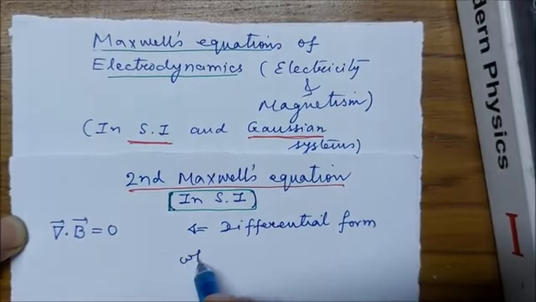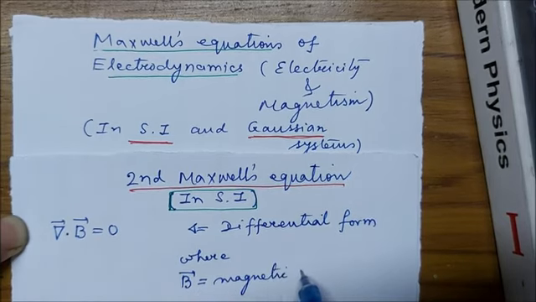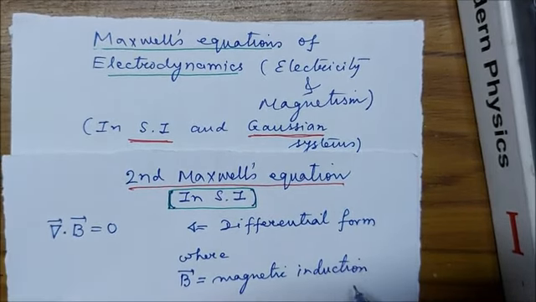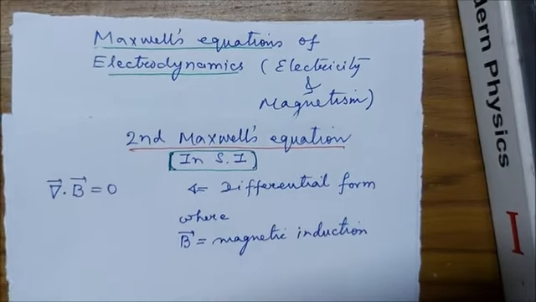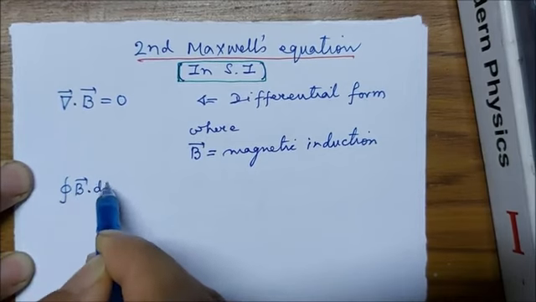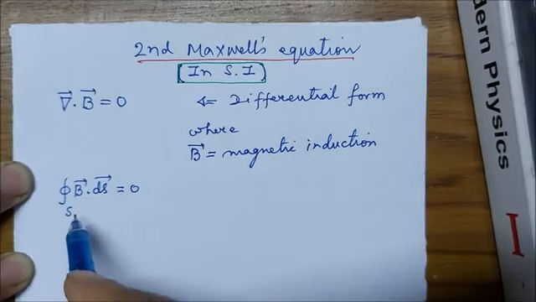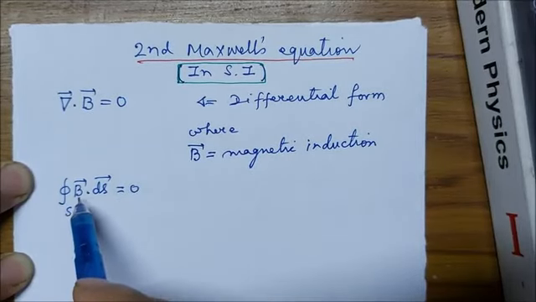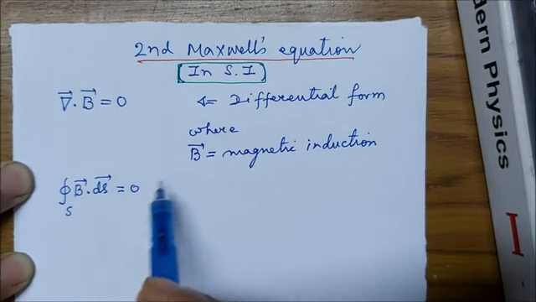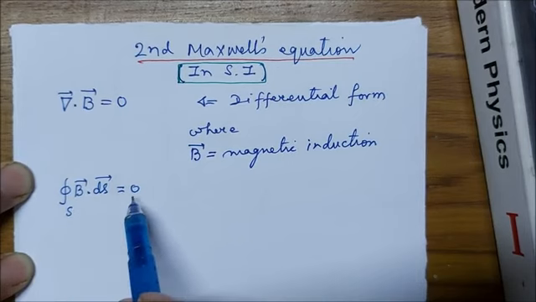where vector B is the magnetic induction vector, and the integral form is the closed surface integration of magnetic induction, that is the flux of vector B over a closed surface, is 0.